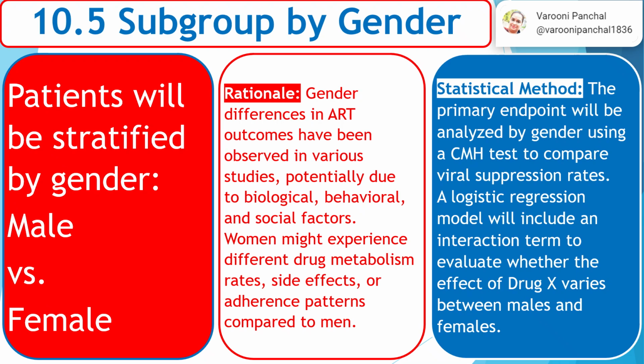Statistical method: the primary endpoint will be analyzed by gender using a CMH test to compare viral suppression rates. A logistic regression model will include an interaction term to evaluate whether the effect of drug X varies between males and females.